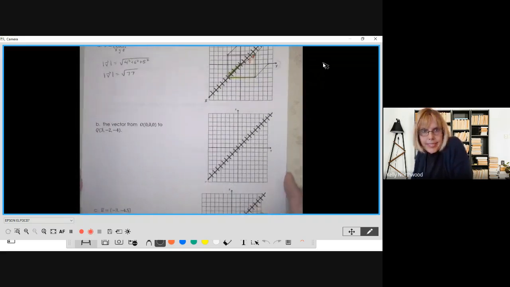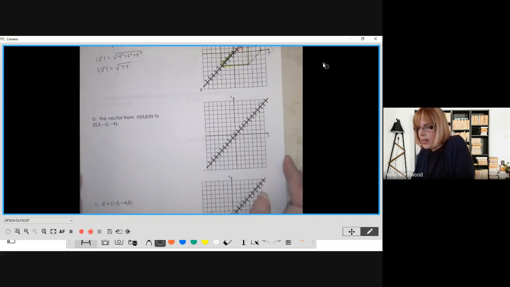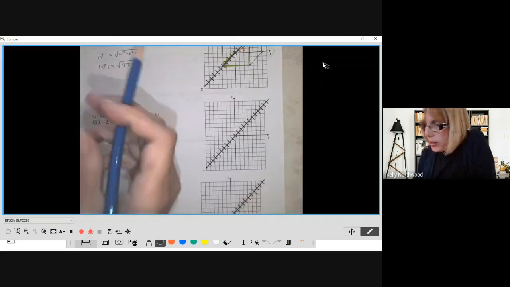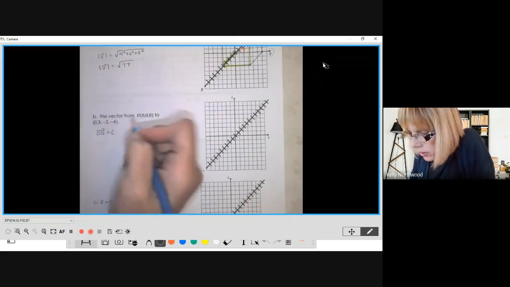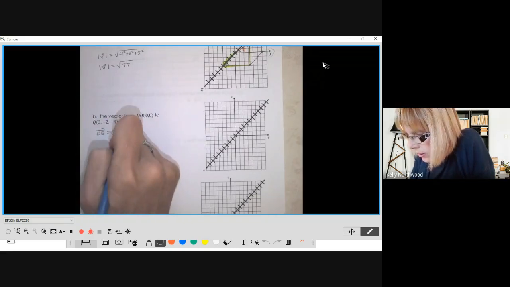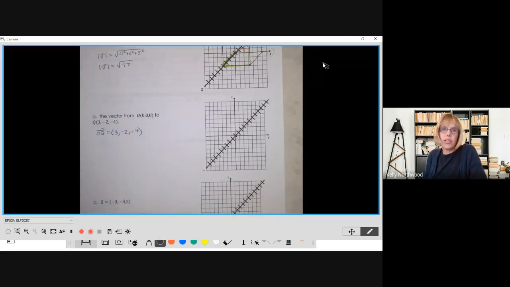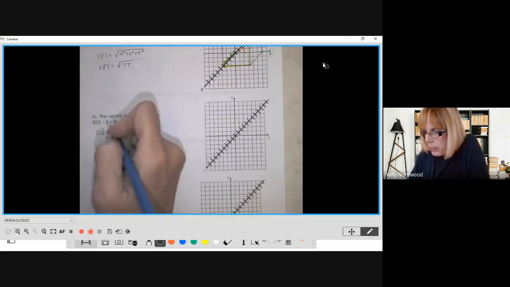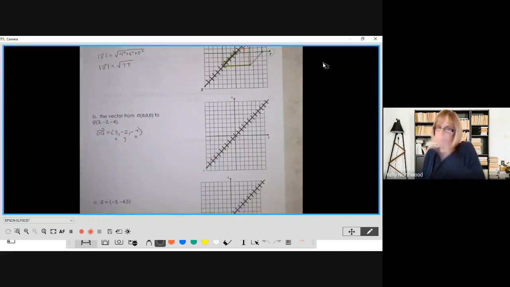Next one. The vector from the origin O, 0, 0, 0 to the point Q, 3, -2, -4. So first let's make our algebraic vector. So it's going to be vector OQ, which is going to be 3 - 0, -2 - 0, -4 - 0. So there's the vector we're going to draw. We know this is our x component, y component, z component.